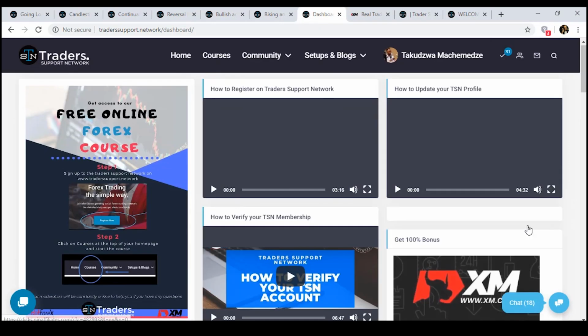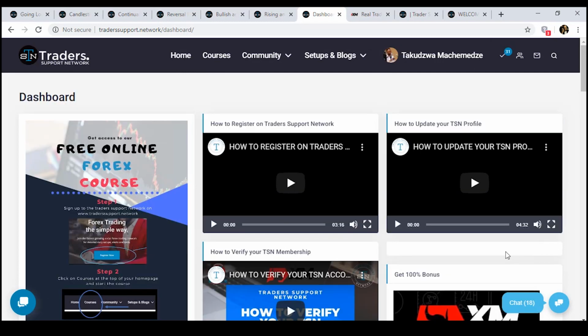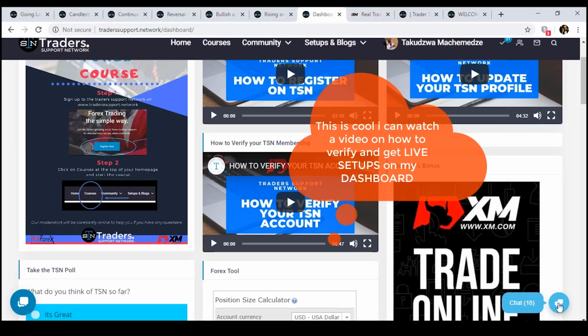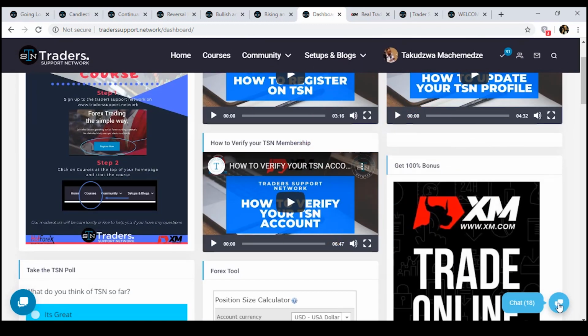To get live trading setups, you have to verify your XM account, and you have to verify your TSN account as well. After registering your account in TSN and making deposits, because to be able to get access to our live setups, we want active members.